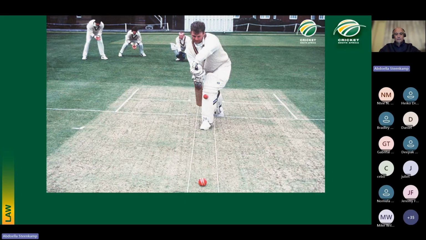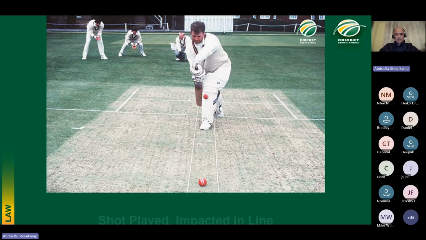Let's look at this. Where did the ball pitch? It either needs to pitch in line or it needs to pitch outside the off stump. This ball pitched in line. Where was the impact? The impact needs to be between wicket and wicket if the batter plays a shot. So yes, we're happy with the impact. Then next, we need to ask ourselves, would this have gone on to hit the stumps? If your answer to this question is yes, give the batter out. If no, not out.